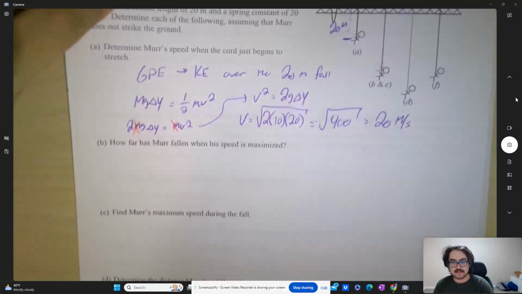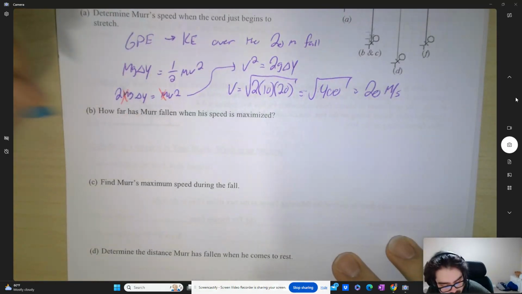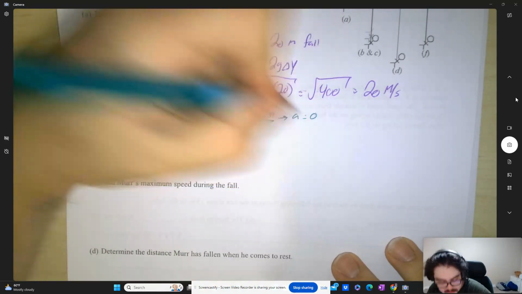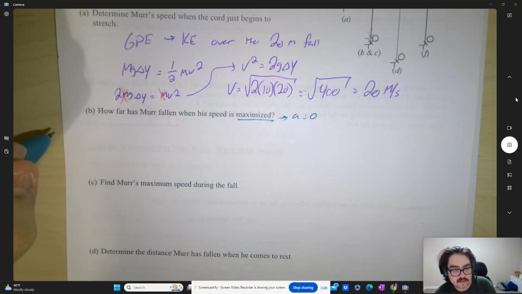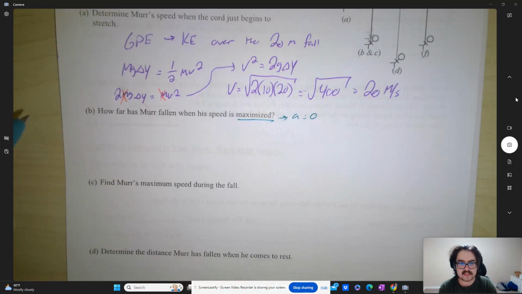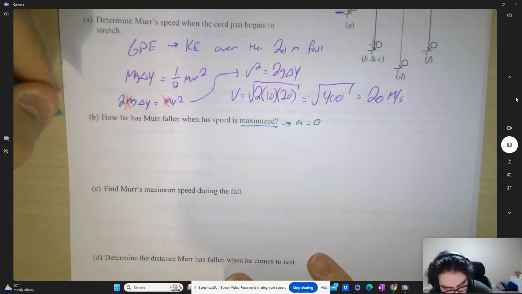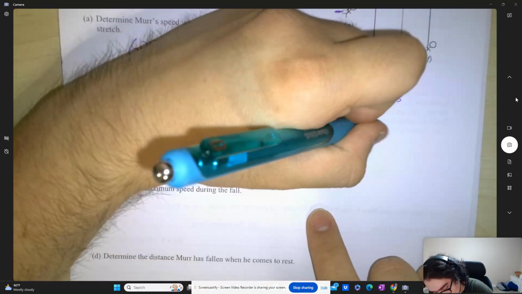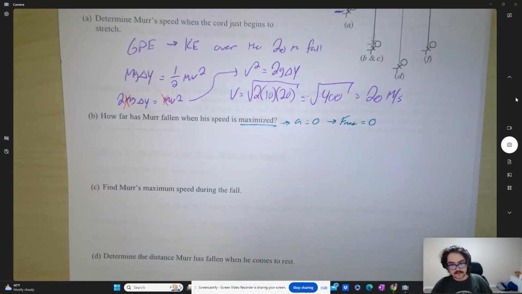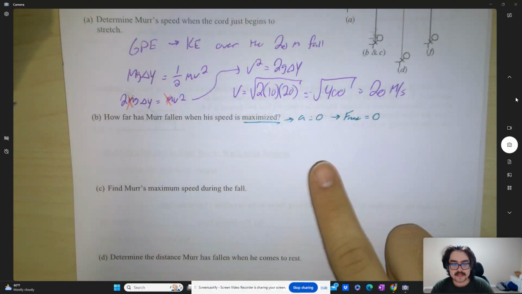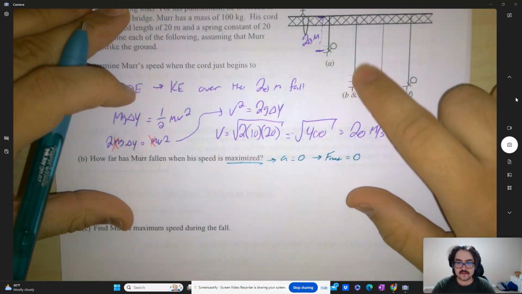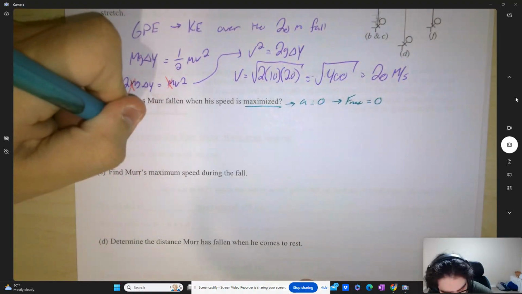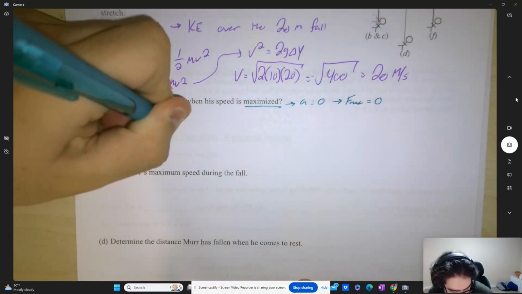How about when his speed is maximized? If his speed is maximized, this means that acceleration is equal to 0. If it's maximized, he's not accelerating anymore. He also shouldn't be decelerating at this moment either. So acceleration is equal to 0, which means that the net force should also be equal to 0. So when his speed is maximized, the spring force, the elastic force from the cord, should cancel out his mg. Therefore, kx needs to be equal to mg.